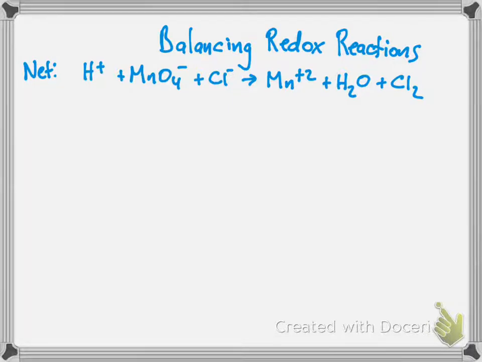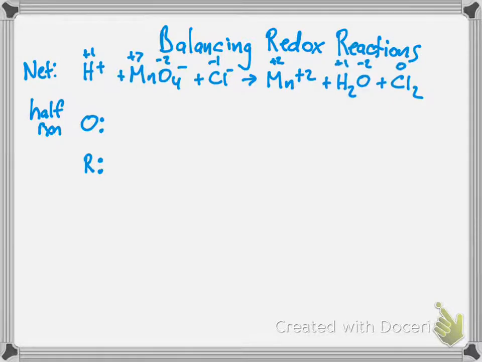So the key is to split it into what we call half reactions. And what that means is I want to look at the oxidation half, and I want to look at just the reduction half. So to do that, I'm going to assign some oxidation numbers to these things. And so we learned in a previous lesson how to assign these.